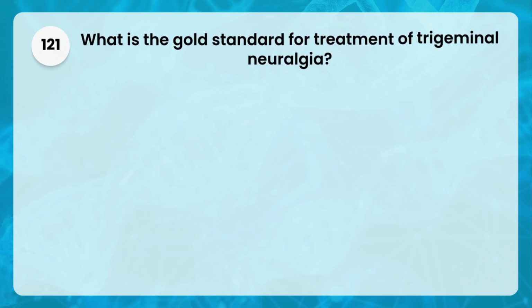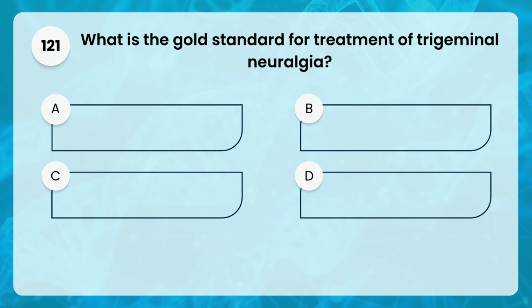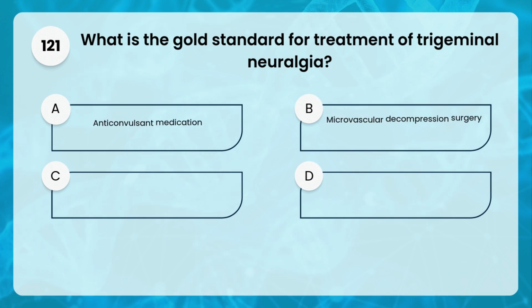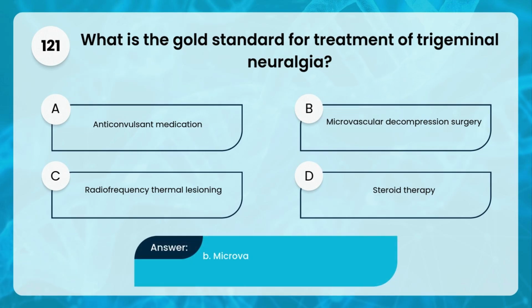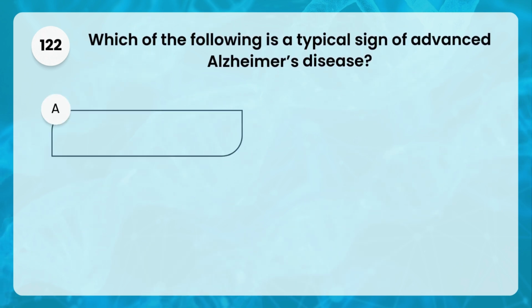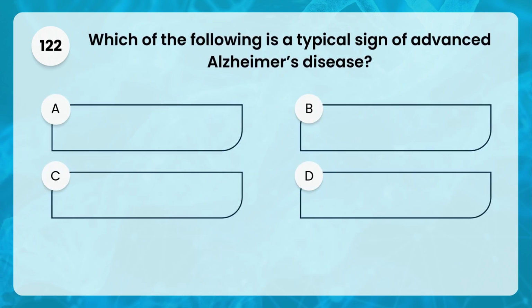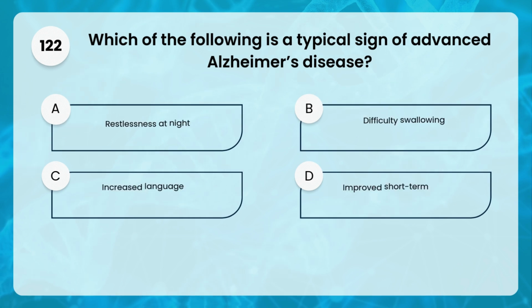121. What is the gold standard for treatment of trigeminal neuralgia? A. Anticonvulsant medication. B. Microvascular decompression surgery. C. Radiofrequency thermal lesioning. D. Steroid therapy. The answer is B. Microvascular decompression surgery.